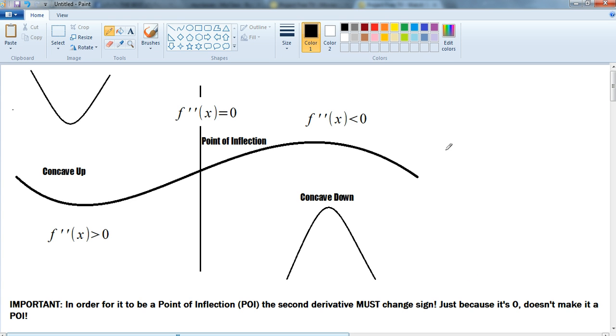So thank you guys. To briefly overview, concavity is dependent upon the second derivative sign. So to be concave up means to look like a parabola open upwards, and the second derivative is positive. To be concave down, the second derivative is negative. Points of inflection happen only between changes in the second derivative sign, and where the second derivative is equal to 0.